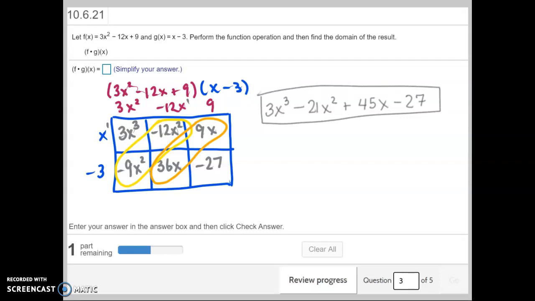The next question asks me what's the domain of the result. This is a cubic function, and there's nothing in here that's going to stop me from plugging an x in. You could also graph it if you want to see what it looks like. But the domain is going to be all real numbers. In interval notation, that's written as negative infinity to infinity. In words, it's all real numbers.